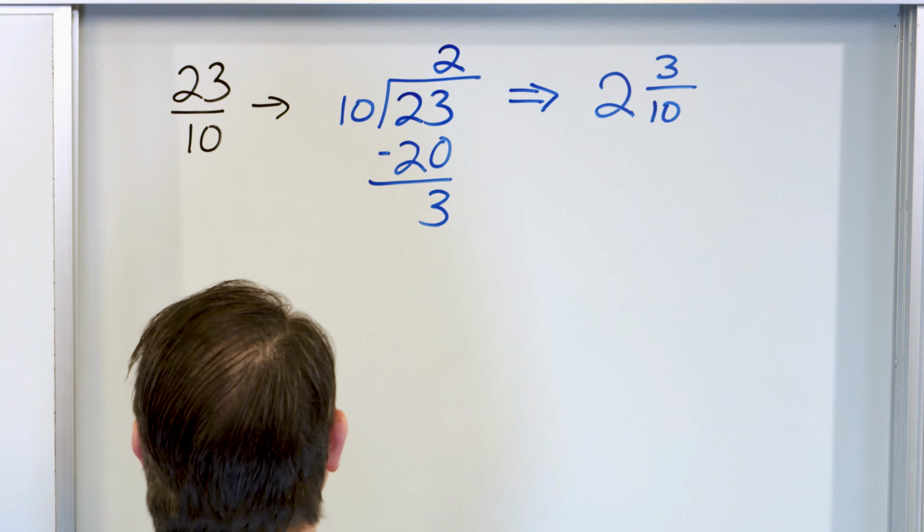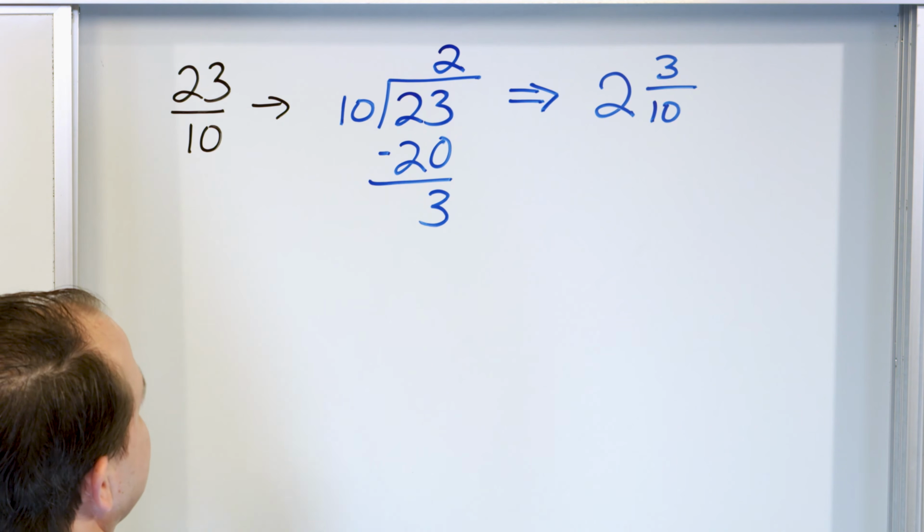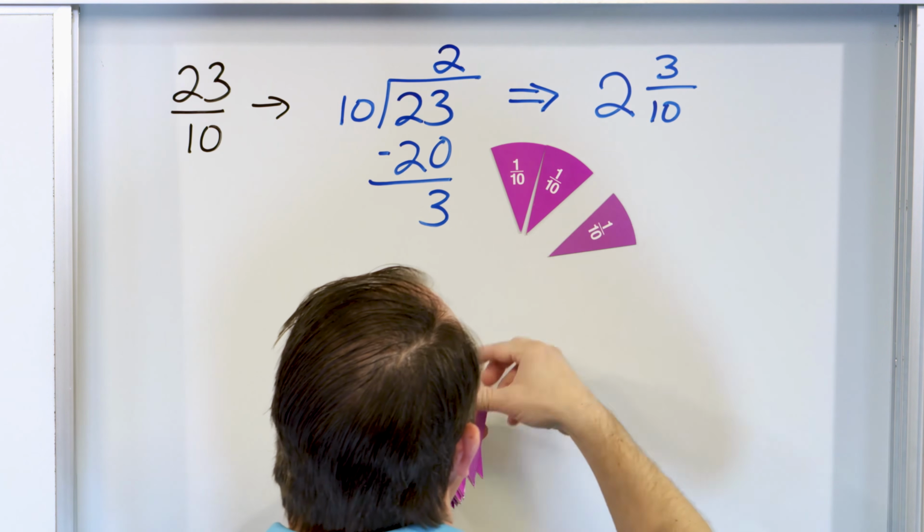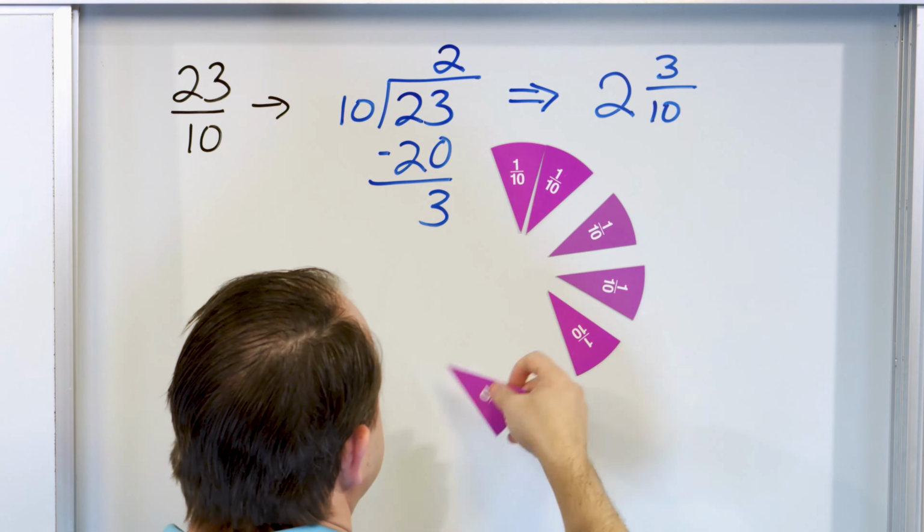So I actually have tenths here, and I have 23 of these tenths. So let's take a look. Here's 1 tenth, here's 2 tenths, 3, 4, 5, 6 tenths.